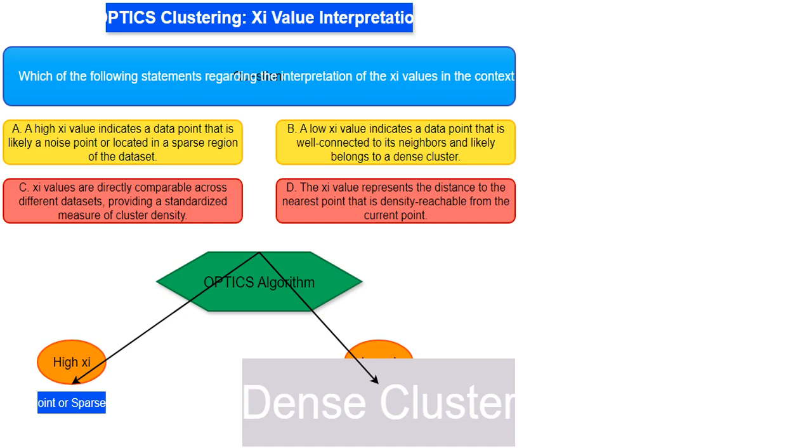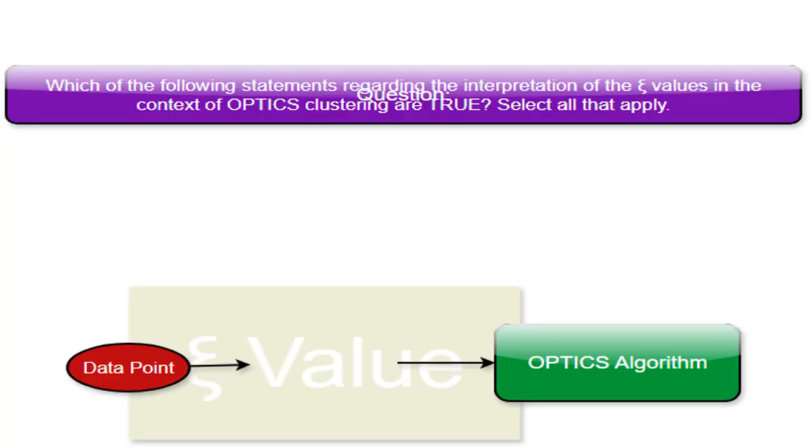It's part of a tightly knit community. This suggests it's likely in a dense cluster. I interpret Xi as xi, representing the reachability distance in OPTICS clustering. It's a measure of how far a data point is from its furthest neighbor that's still considered densely connected.